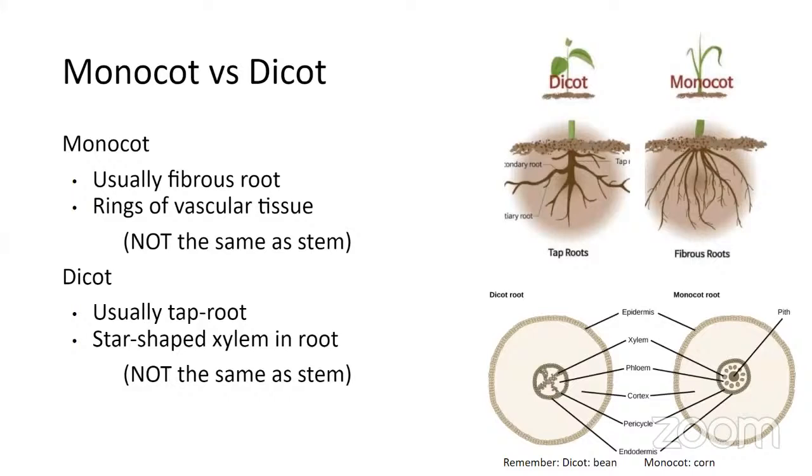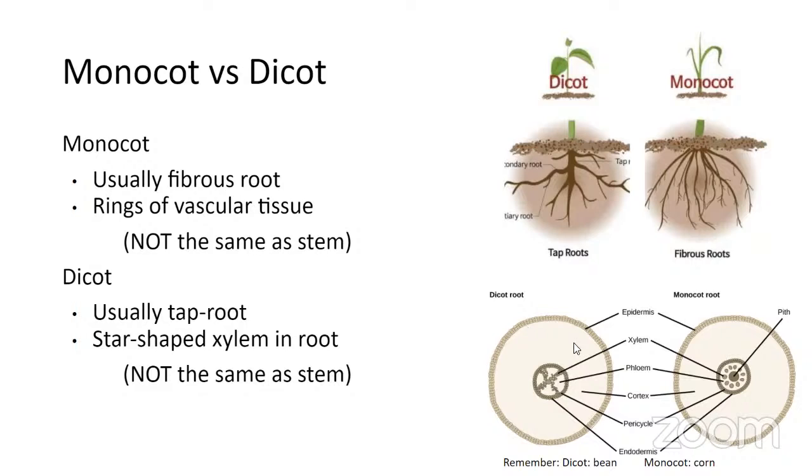We go down to the roots. We can see that in monocots, we usually have fibrous roots. So there's no one main root, they're all kind of spreading out. Whereas in a dicot, we'll have a taproot. So one main larger root and then branches off of that. We could also slice through the root of a monocot and a dicot. So this arrangement, I just want to make sure that you don't confuse it with the stem, which is that way I wrote "not the same as stem" twice.